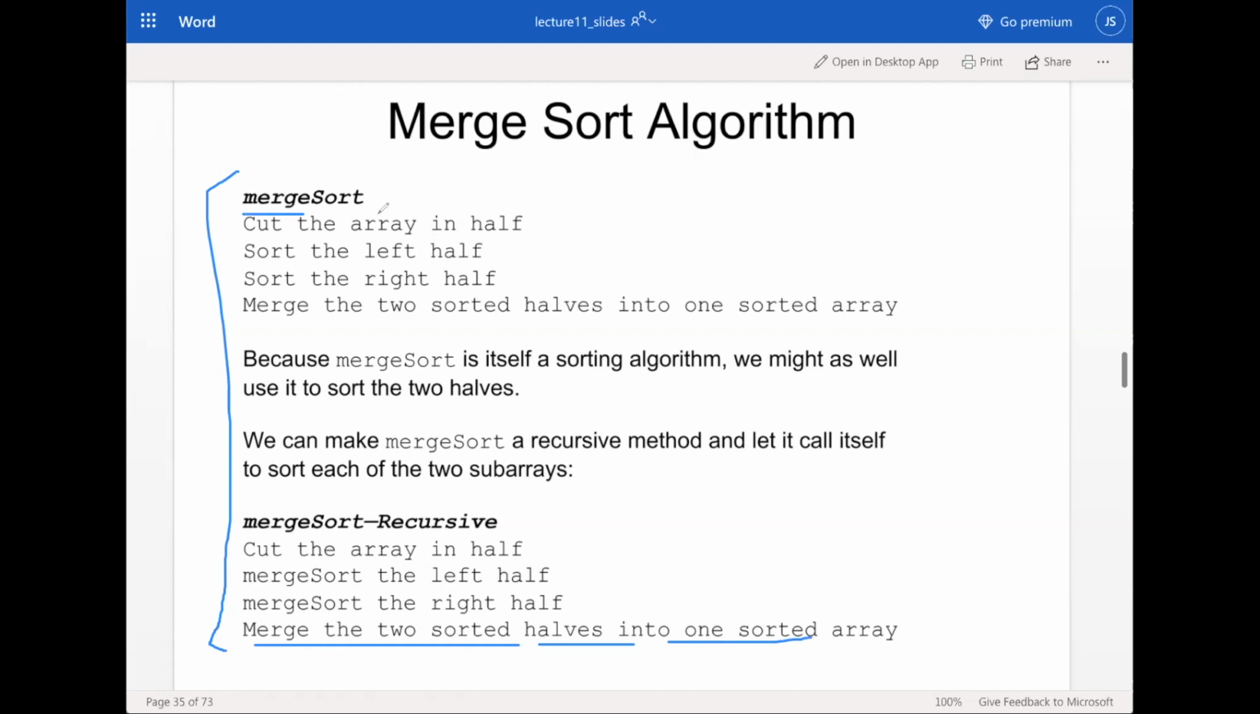Okay, so merge sort essentially says this: cut the array in half, sort the left half, sort the right half, and then merge the two. So that's basically it, right? It itself is a sorting algorithm, so we might as well use it to sort the two halves. We can make the merge sort recursive, basically. If you know the beginning and ending of your left and the beginning and ending of the right, you can write this one single sorting algorithm that in and of itself is recursive.